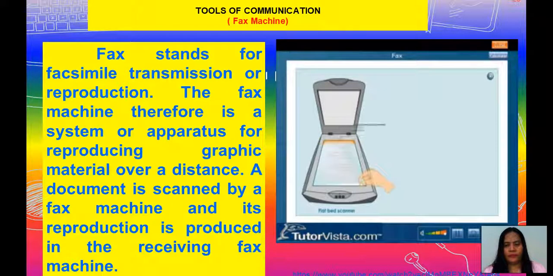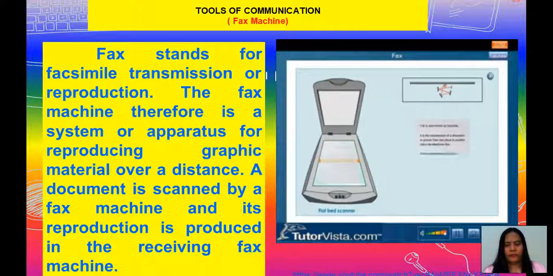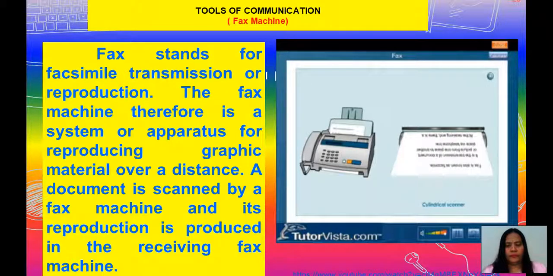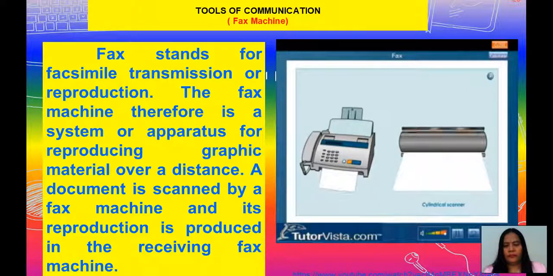The scanning is done in two ways. In some systems, the document is laid flat and the spot travels across the document. This type of scanning is known as flatbed scanning. In other systems, which are most commonly used in fax machines, a document is wrapped around the surface of a drum, which is then revolved, causing the paper to pass the spot of light. This type of scanning is called cylindrical scanning.